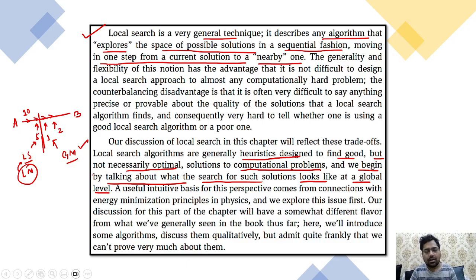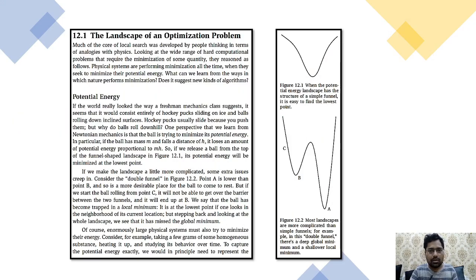But at least out of the solutions which we started from in a sequential manner, we are getting a good one. This is what a local search means. Okay, so I have to be clear about the definition. Now we are going to some more ideas, as it is there in section 12.1 in the book: the landscape of an optimization problem, how it looks.